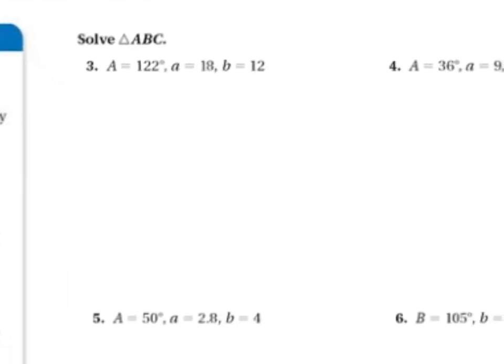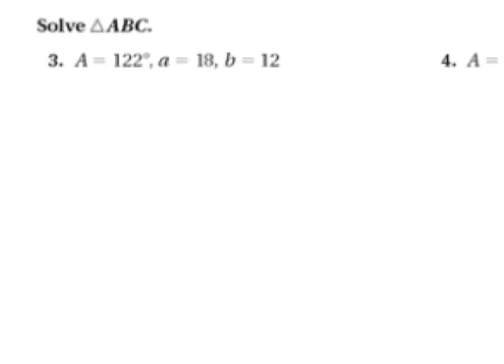Here's the thing. Number 3 shouldn't be hard. See how you already have a 122 degree angle? That's an obtuse angle. Is there any way you can have more than one obtuse angle in a triangle? No. So let's just draw the triangle, just like we have been. A, B, C, 122. And then we have side A, 18. Side B is 12. So we need to find angle B.